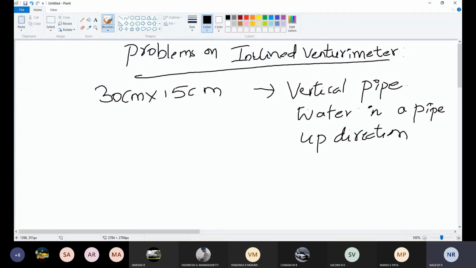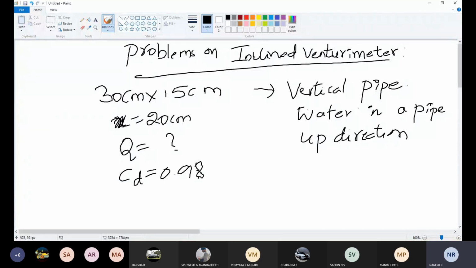A differential mercury manometer connected to the inlet and the throat gives the reading as 20 centimeter. So he has given the x value: x is equal to 20 centimeter. Find the discharge. And he has given Cd is equal to 0.98. So I need to find out the discharge.